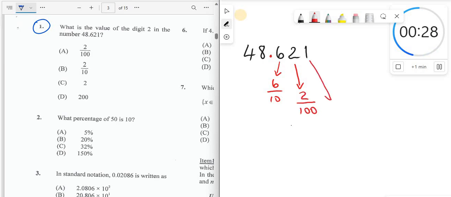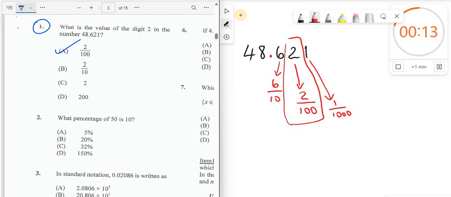And in the third decimal place, we have 1. So that's 1,000th. So 1,000th place, in other words. So this 2 is actually in what? The 100th place, so it's 200th. So our answer is 1A.